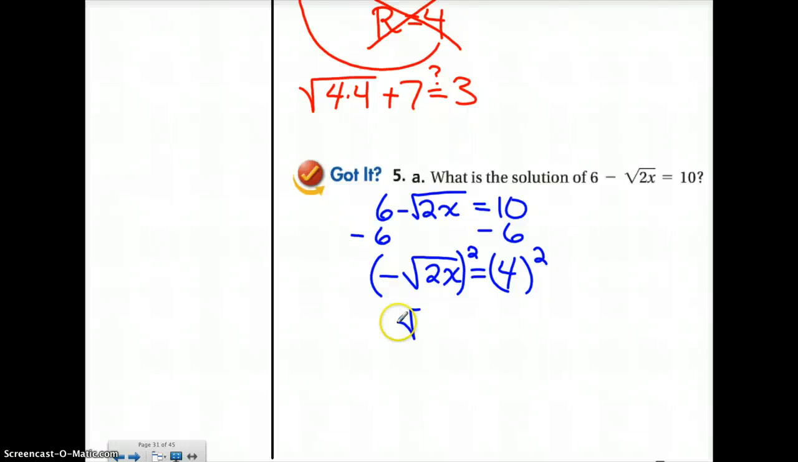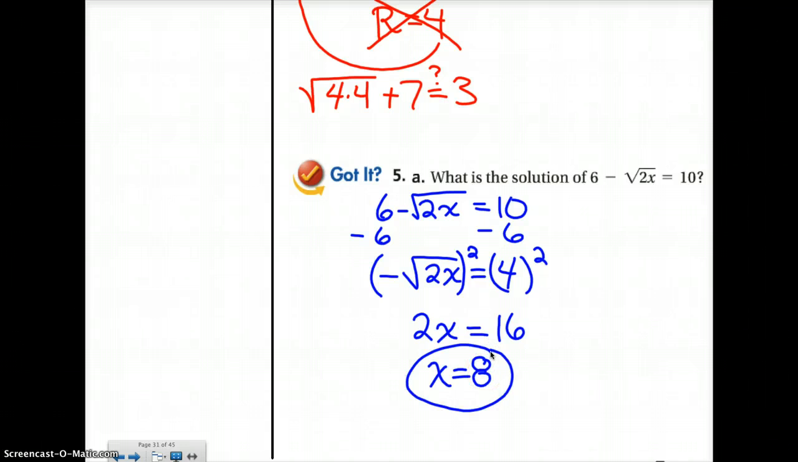When I square the square root of 2x, I get just 2x. And 4 squared is 16. So again, I'm just using my normal solving skills, just like yesterday. The only difference is here now when I'm done, I'm going to have to go run a check.